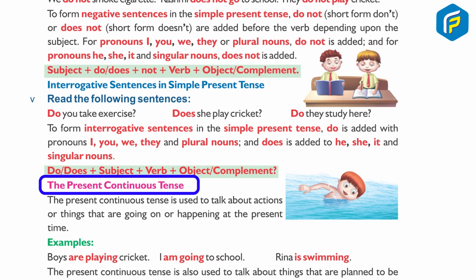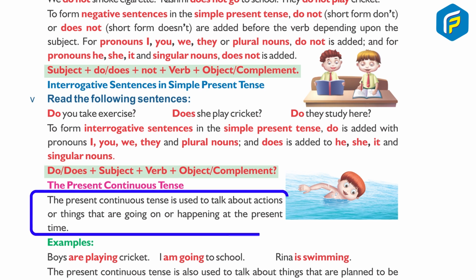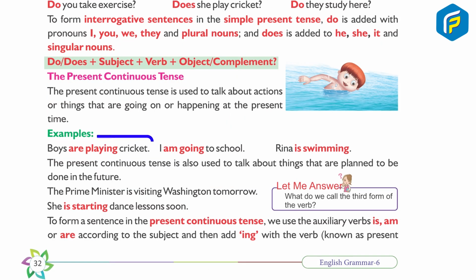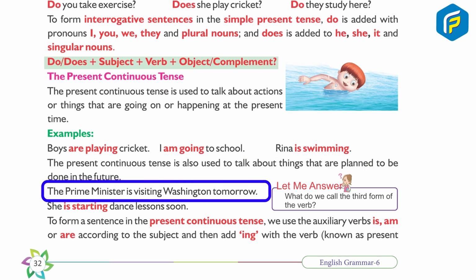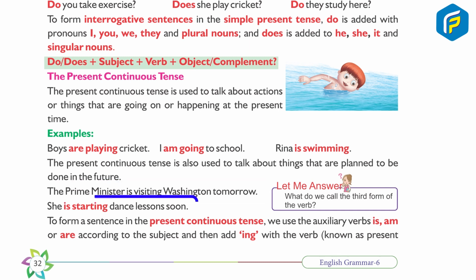The present continuous tense. The present continuous tense is used to talk about actions or things that are going on or happening at the present time. Examples: Boys are playing cricket. I am going to school. Rina is swimming. The present continuous tense is also used to talk about things that are planned to be done in the future. The Prime Minister is visiting Washington tomorrow. She is starting dance lessons soon.